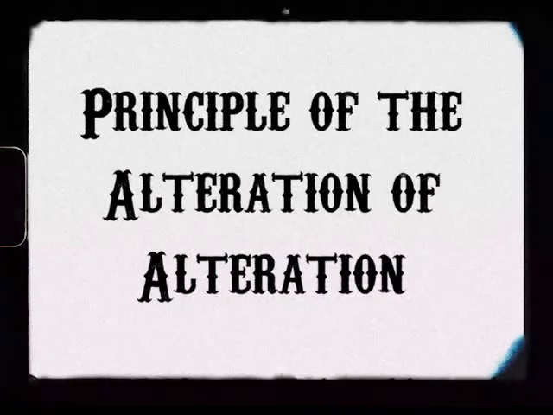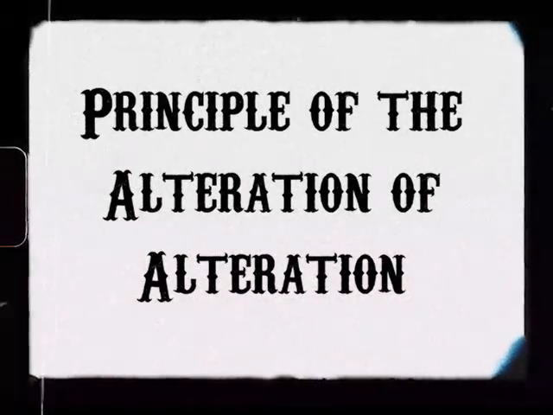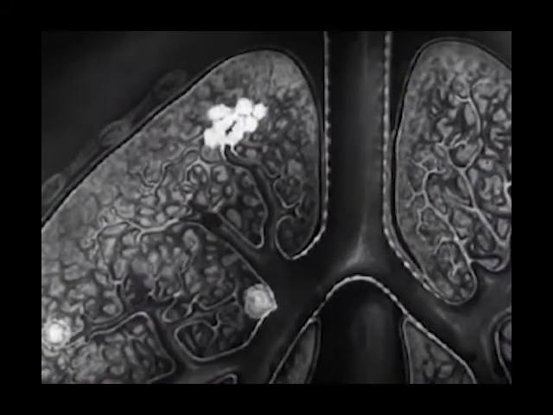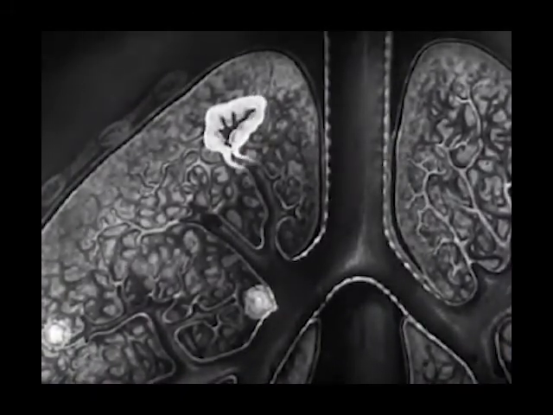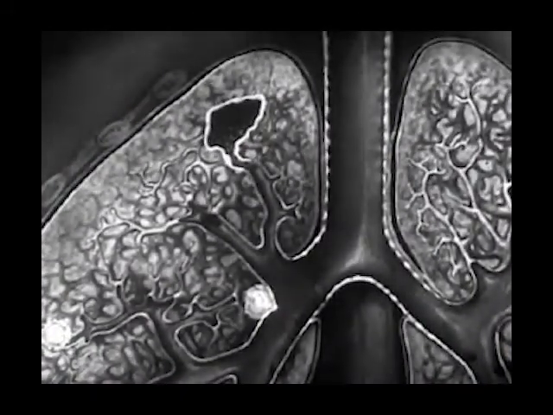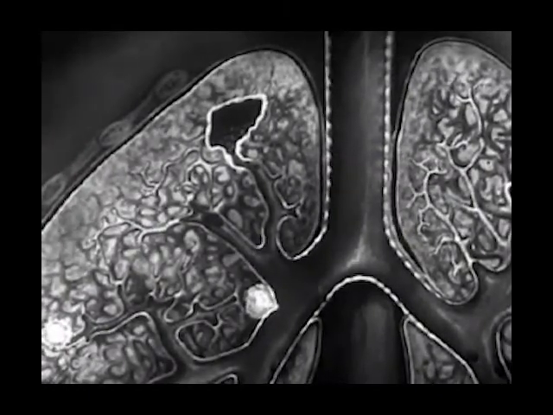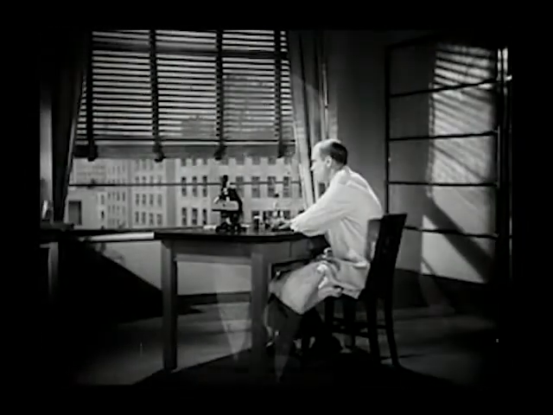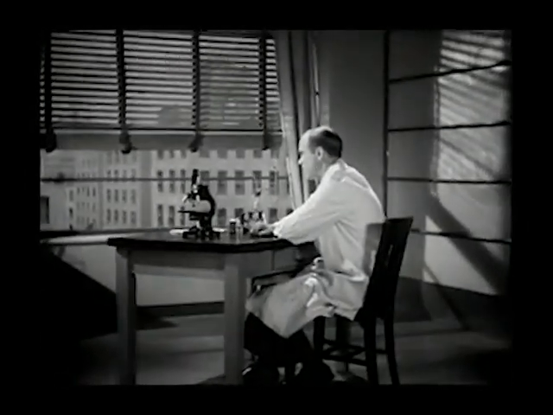So the last principle, the principle of alteration of alteration. A disease can encourage another disease's development. One example is that inflammation of the lung does not constitute tuberculosis, but encourages it. These rules show us that disease is a pathological life, a living thing.